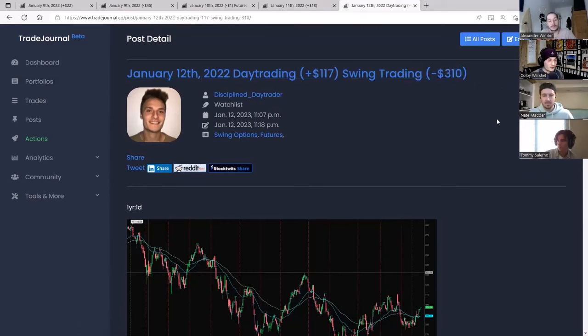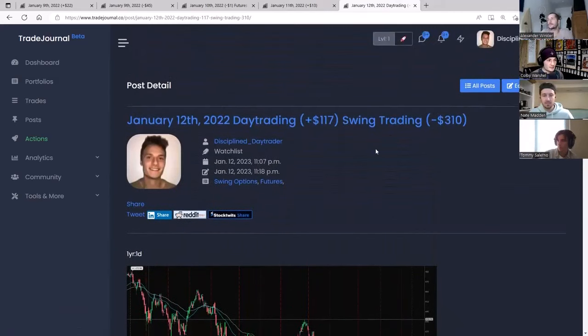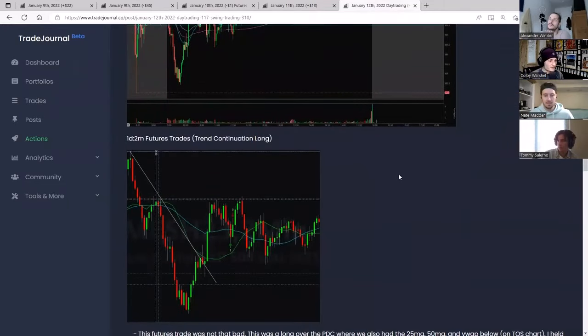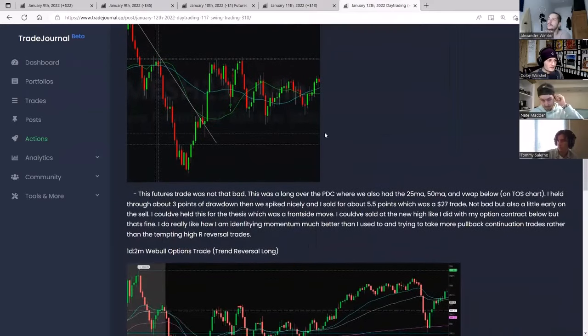So I woke up down $300 on a day where I was expecting a big day, because I just thought that if CPI is coming out, usually the day is going to be really volatile and there's a lot of opportunity. And there was, but I messed up.